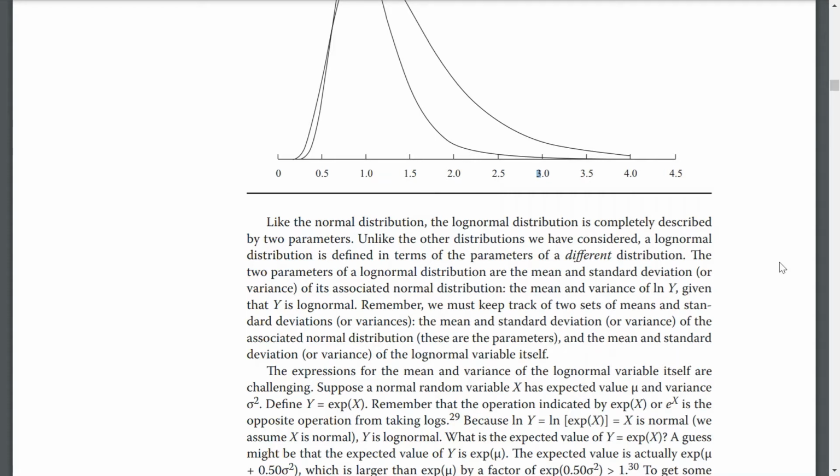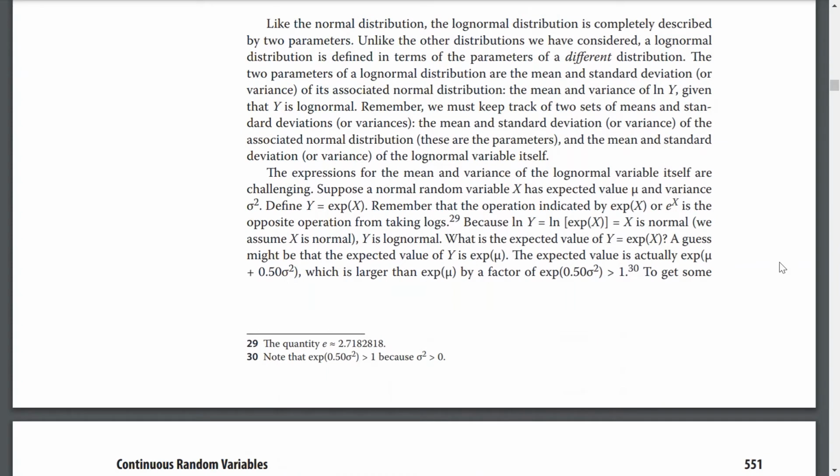Remember, we must keep track of two sets of means and standard deviations or variances: the mean and standard deviation or variance of the associated normal distribution, which are the parameters, and the mean and standard deviation or variance of the log normal variable itself. The expressions for the mean and variance of the log normal variable itself are challenging.